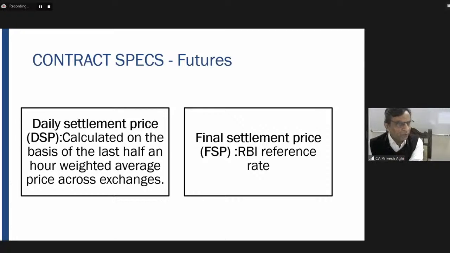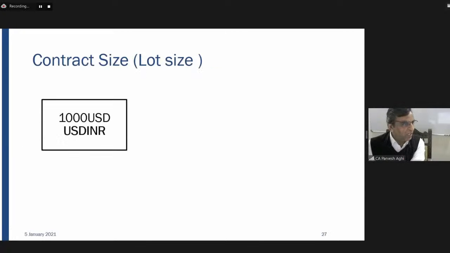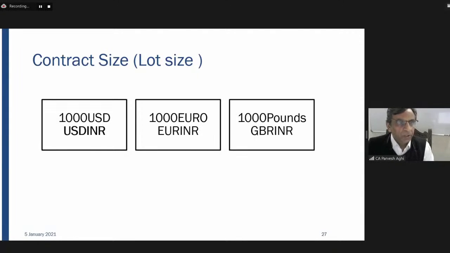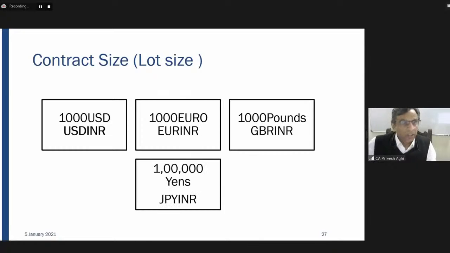The final settlement price is, of course, the RBI reference rate, which is close to the spot rate prevailing on that day. Now, the contract size for the US dollar-INR pair is $1,000. When you look at the euro-INR pair, the lot size is 1,000 euros. For the pound, it is 1,000 pounds. For yen, it is 1 lakh yen. So yen is the exception at 1 lakh yen, but for all other currencies, 1,000 is the lot size.